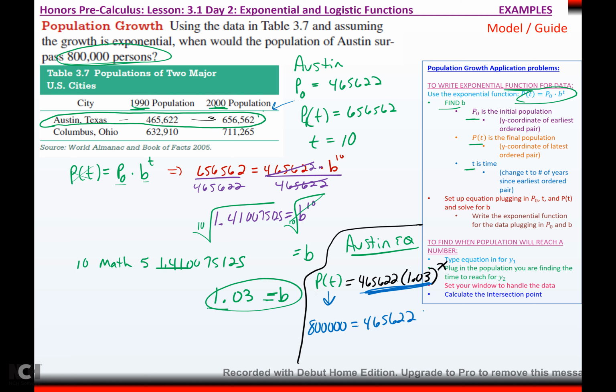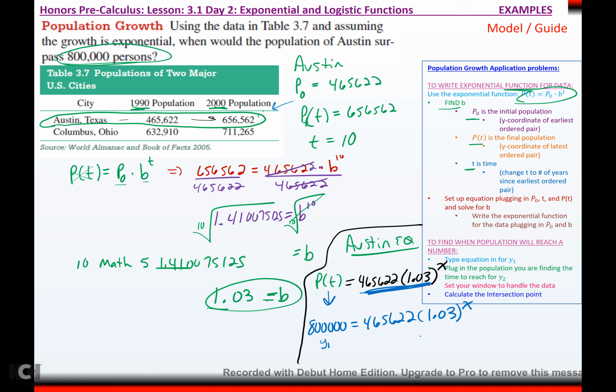And like I said, in a week or so, we'll learn how to solve this algebraically. You would divide by this, and then we would have to take the log to drop the exponent out of the air. But like I said, for right now, we don't have those tools yet, so we don't have a choice but to solve it graphically.